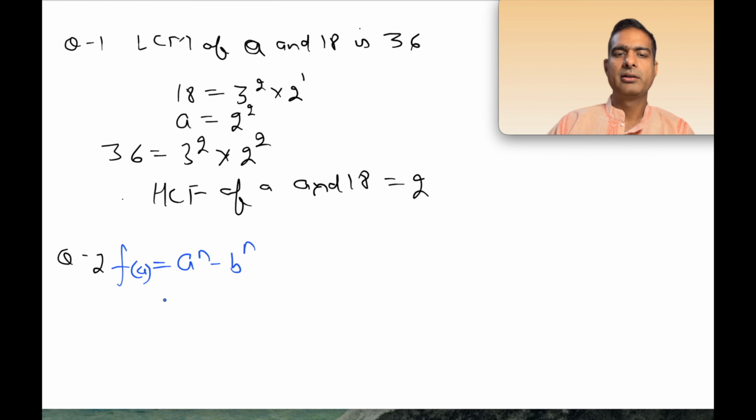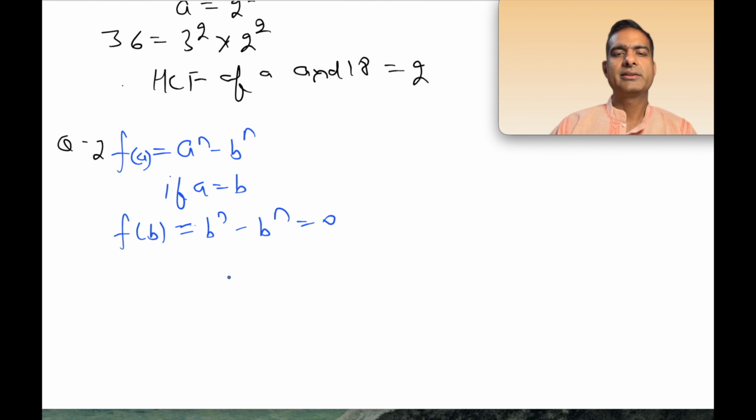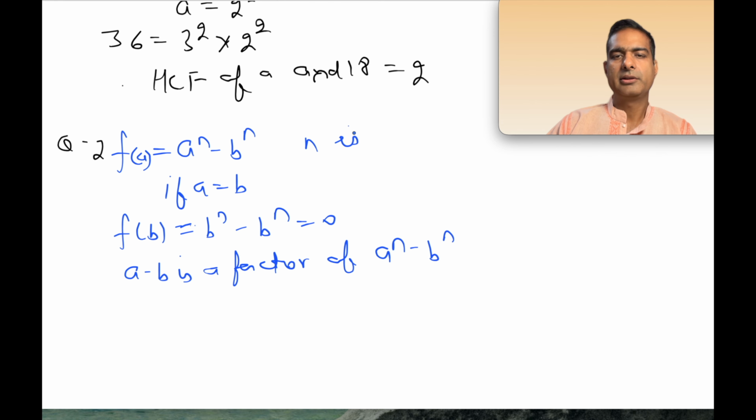So if a is equal to b, then f of b will become b to the power n minus b to the power n is equal to 0. So by factor theorem, we can say that a minus b is a factor of a to the power n minus b to the power n, and here we have assumed that n is even.